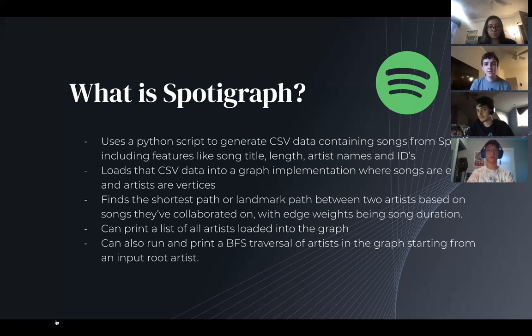We use a Python script that we generated to create CSV data that contains songs from the Spotify database, including features like song titles, lengths, artist names, and their Spotify artist IDs. Then we load that CSV data into a graph implementation that we created, where songs are edges and artists are vertices. The main feature of our program is finding the shortest path or a landmark path between two artists based on songs that they've collaborated on, with edge weights being set to song duration.